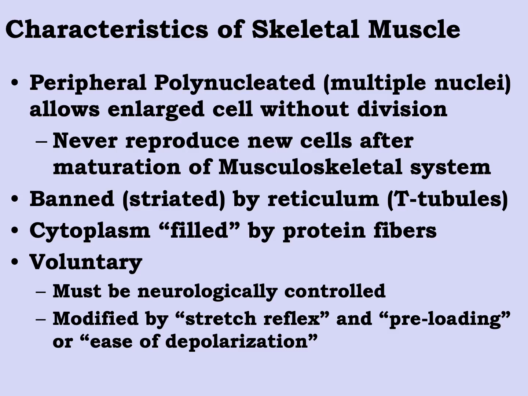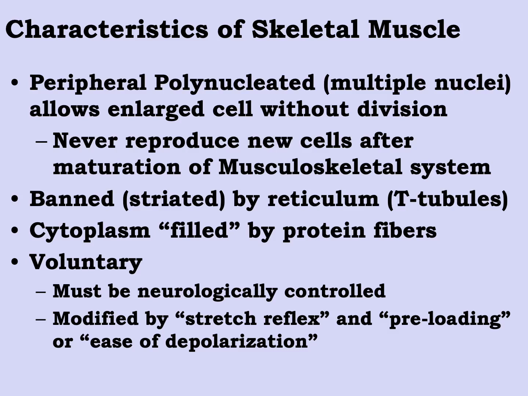Skeletal muscle itself is also referred to as being amitotic, which means that once it's mature, it does not replicate and produce new cells. However, there are what are referred to as satellite cells within skeletal muscle, which will undergo replications, allowing for a process of growth known as hypertrophication to take place.